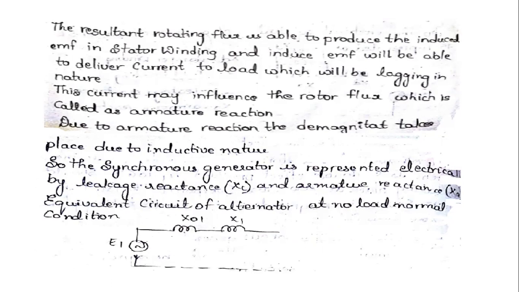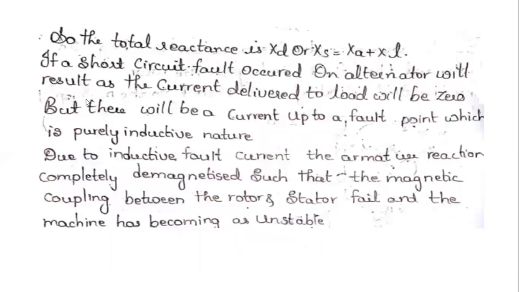Due to the armature reaction, the demagnetization effect is obtained, which is inductive in nature in the synchronous generator. Therefore the equivalent circuit diagram of the synchronous generator at no load is like this, with the leakage reactance and the armature reactance.